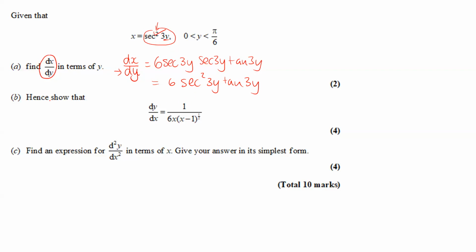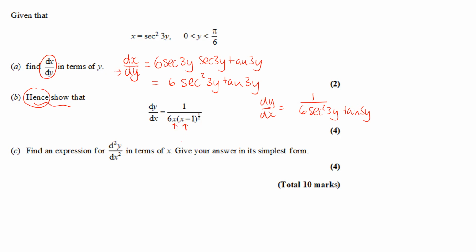So then it's asking us to show, hence show. So when it says hence, you've always got to use what you've already found out. We've just got dx by dy, so we need to turn that upside down. So we know that dy by dx is going to be just that upside down, so it's the whole of it: 1 over 6 sec squared 3y tan 3y. So how are we going to get from that to here? We need to go back to the beginning because we need to look where we need to go.